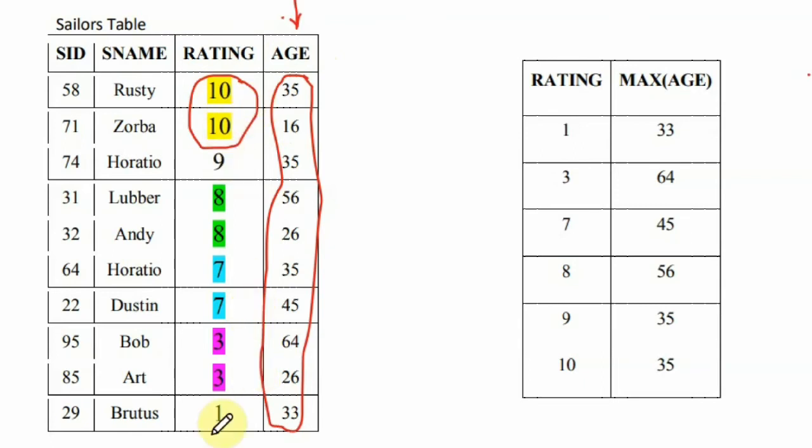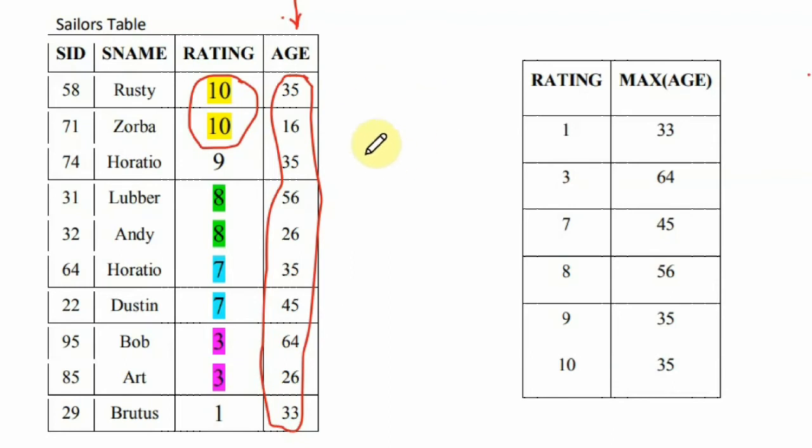Based on the values in the column, it will group. Here there are 2 tens, so these 2 tens will be grouped; these 2 people will be grouped over here in the rating 10. Likewise it will group the other values. So I'll be using this group by.